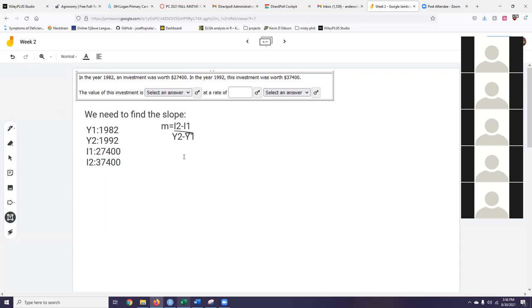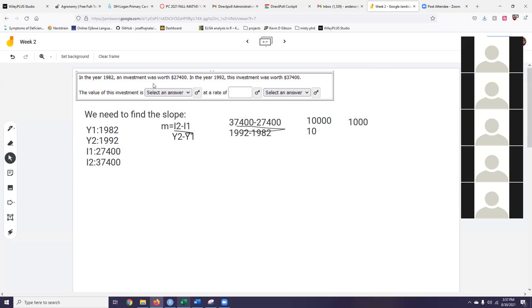So 37,400 minus 27,400 over 1992 minus 1982. That would be 10,000 over 10, or 1,000. So we have a rate of change of 1,000.